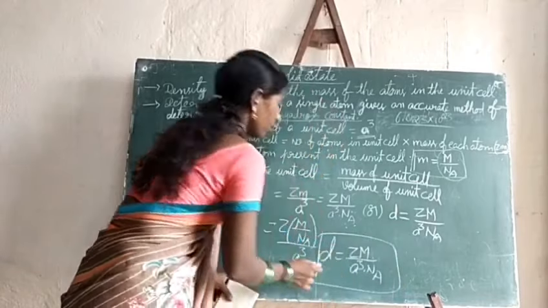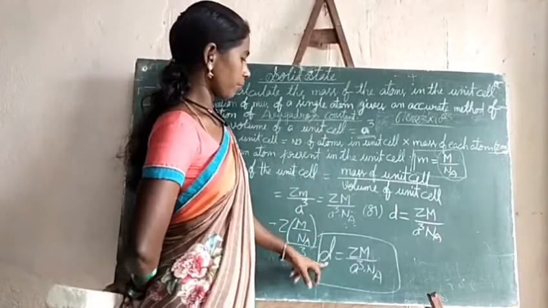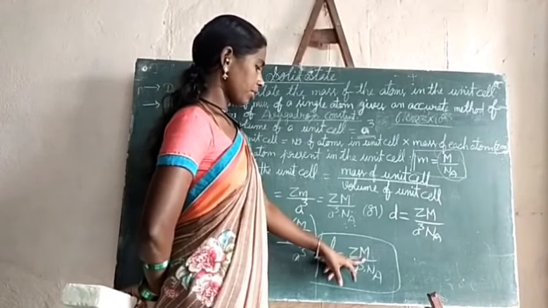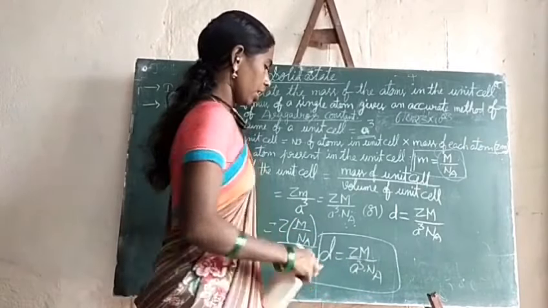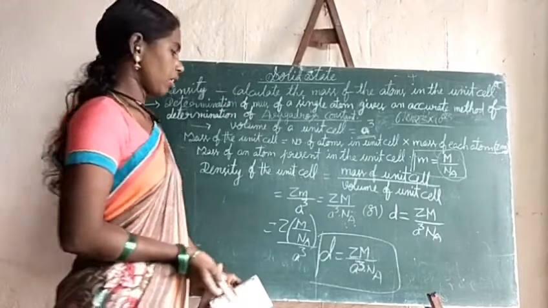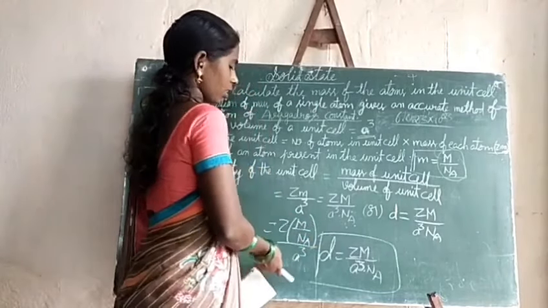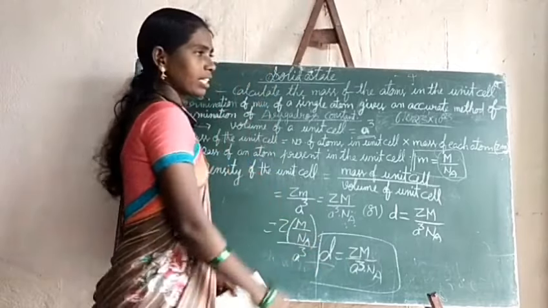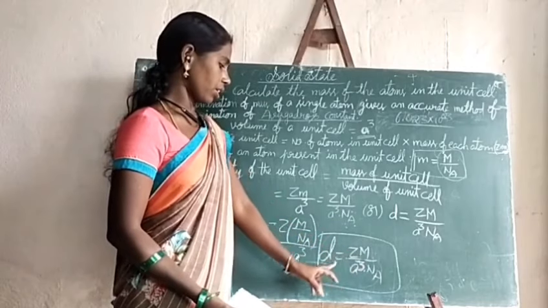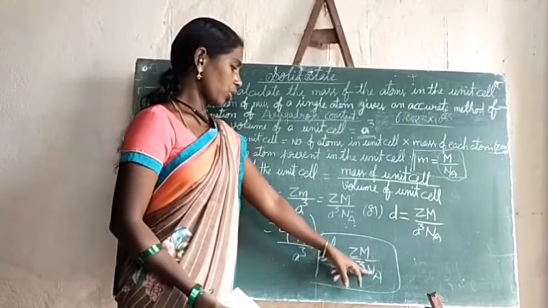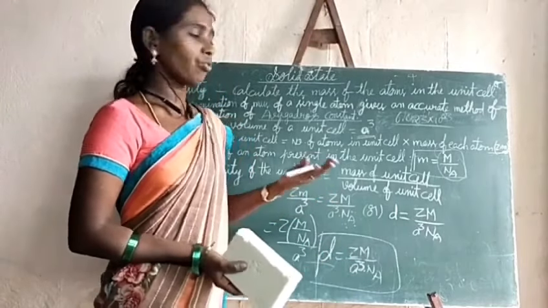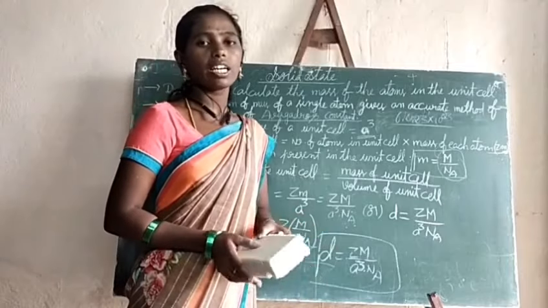So these are the 5 quantities. Here d means density. Z means number of atoms in unit cell, and capital M means molecular mass. A cube means volume of the cube, and Na means Avogadro's number. If we know any 4 quantities, we can calculate the 5th quantity. If we know density, M, Z, Na, then we can find out A cube. If we know Na, M, Z, d, we can find out A cube. So like that, if we know any 4 quantities among the 5, we can calculate the 5th one.